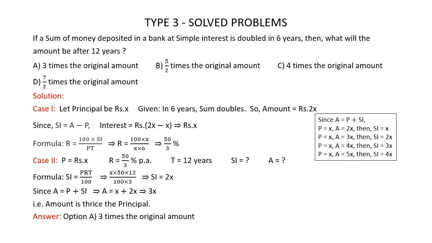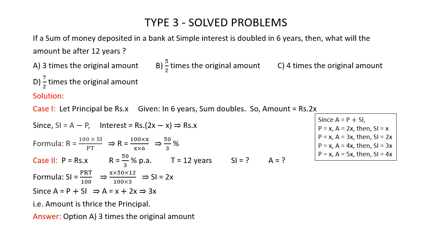Now it's given that a sum of money deposited in a bank at simple interest doubles in 6 years. So let the sum of money be rupees X. Now it's given that in 6 years the sum doubles. So amount is rupees 2x. Now we know that simple interest is amount minus principal. So interest is equal to 2x minus x, which is rupees x. So principal is x, interest is x when principal doubles.